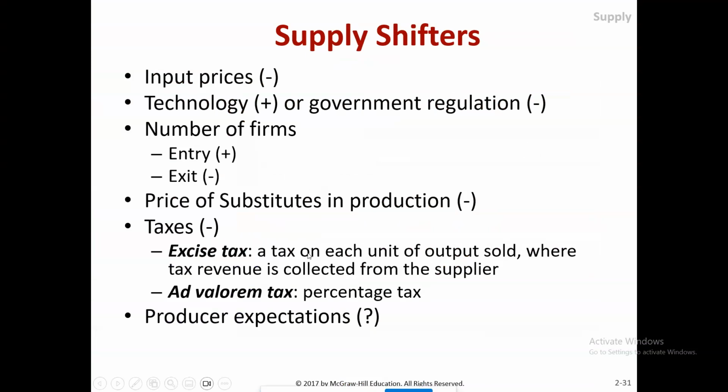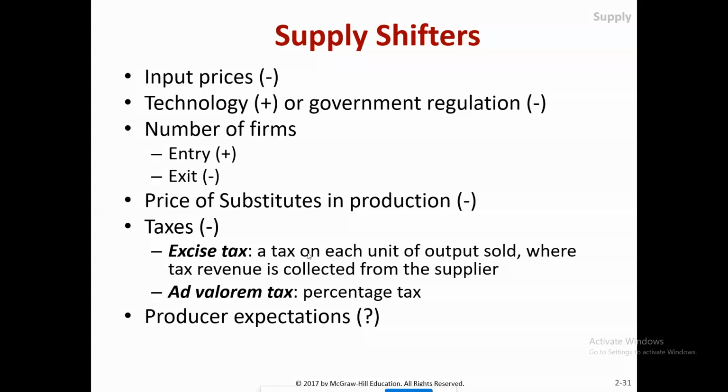There are two types of taxes. The first one is excise tax. It is a fixed amount on each unit of output sold, and tax revenue is collected from the supplier or producer. The second type is very popular as a sales tax, called ad valorem tax. It's a percentage tax. Like in North Carolina, the sales tax charged to consumers is about 7%.